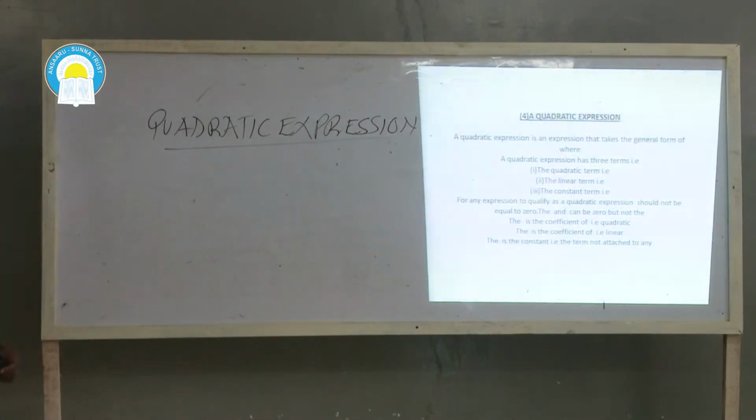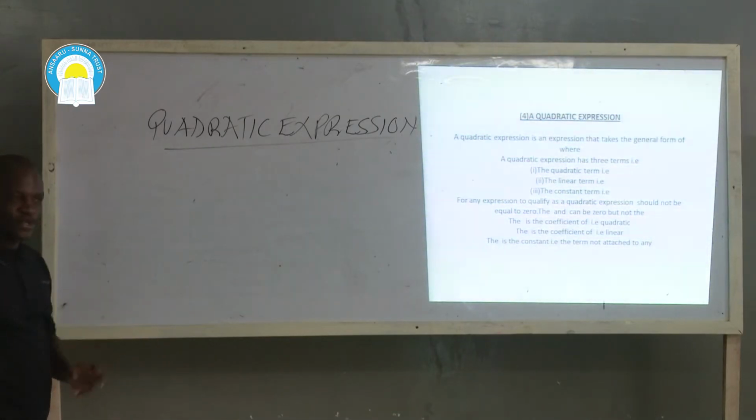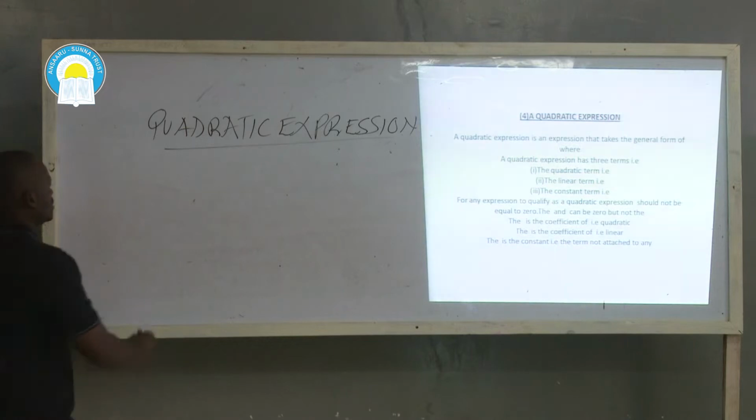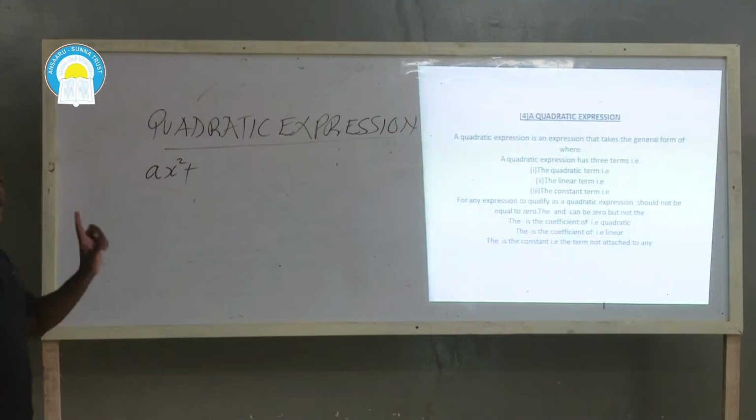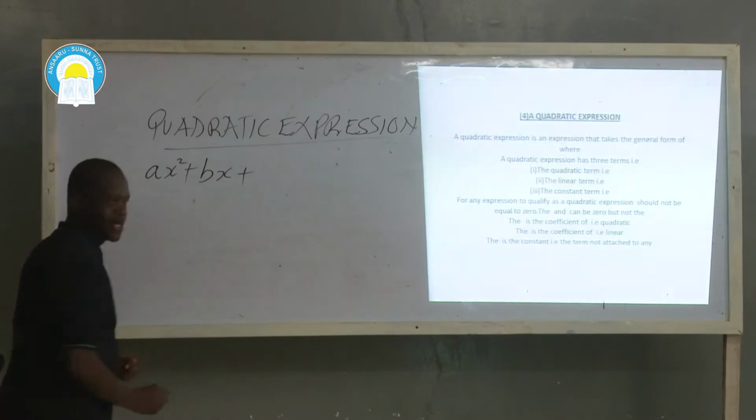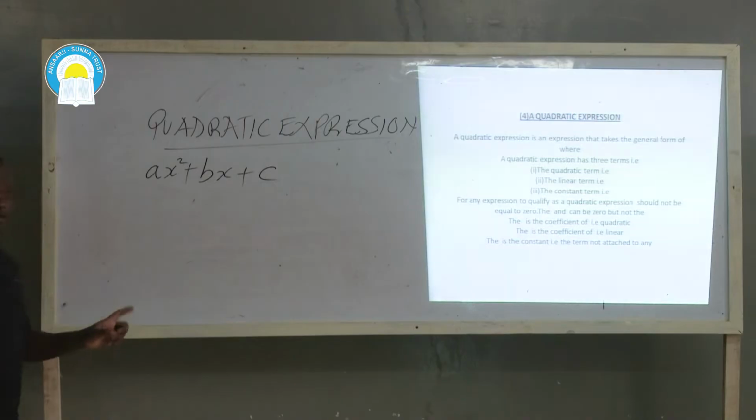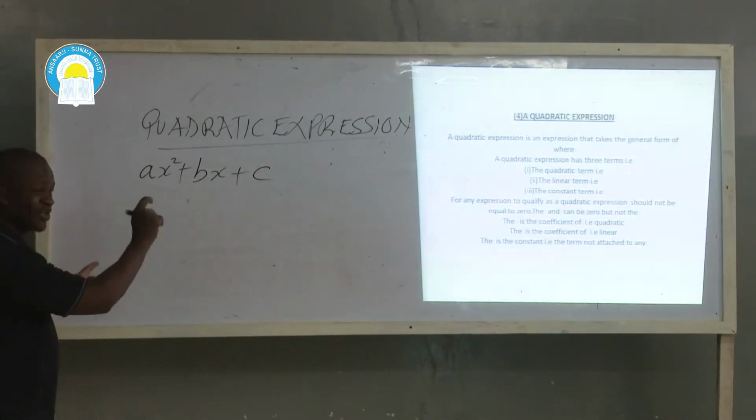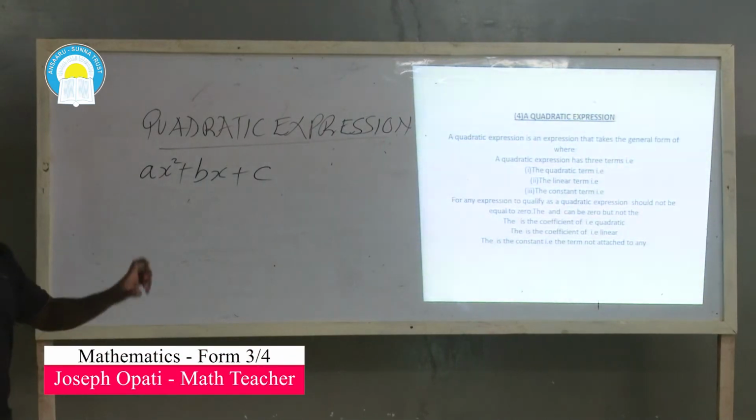So what is a quadratic expression? A quadratic expression is an expression which takes the general form of ax squared plus bx plus c. Remember, I stop there. I don't continue with equal to something. Why? Because I'm dealing with an expression and not an equation.